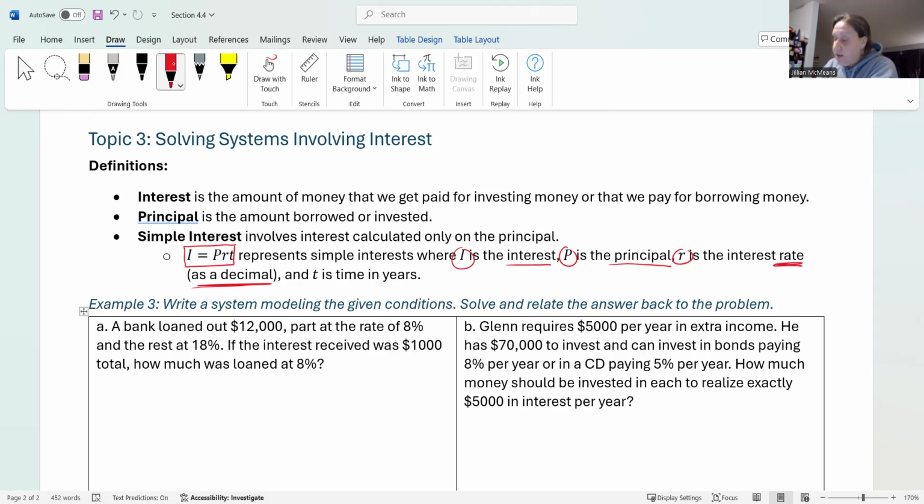And then finally, we have T, which is time in years, okay? Now, in a lot of these problems, we're looking at interest that's earned or paid over the course of 1 year. So a lot of times T is just 1. So when T is 1, you're kind of looking at I equals just P times R, okay? The 1 is sort of just melted into the problem. And that's going to be the case for part A down here.